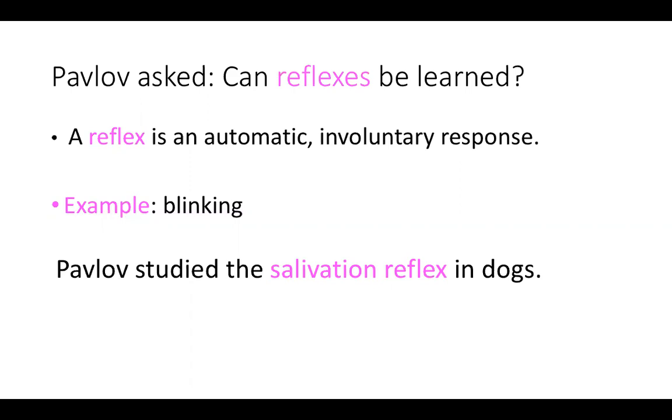But Pavlov ended up studying the reflex of salivation. So salivation is also an example of a reflex. It's the first step in our digestion system. And when you put food on your tongue, you automatically begin to salivate. So he decided to examine the specific reflex of salivation, and he used dogs in his famous experiments.